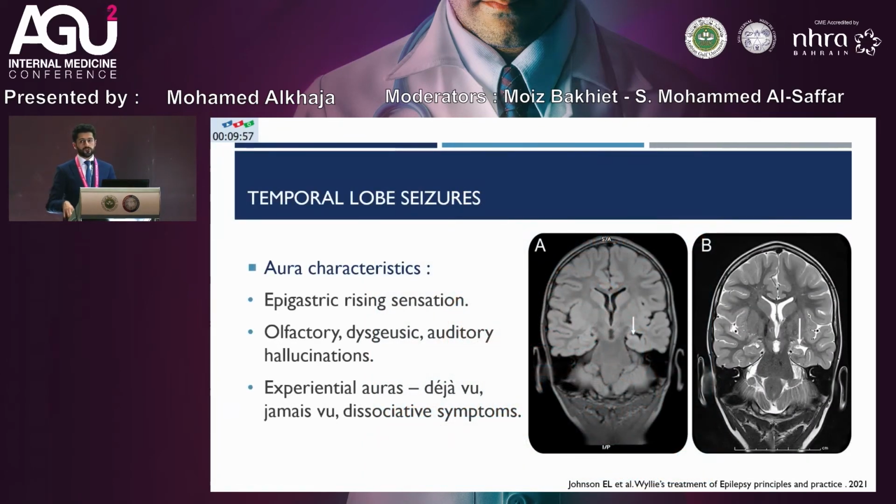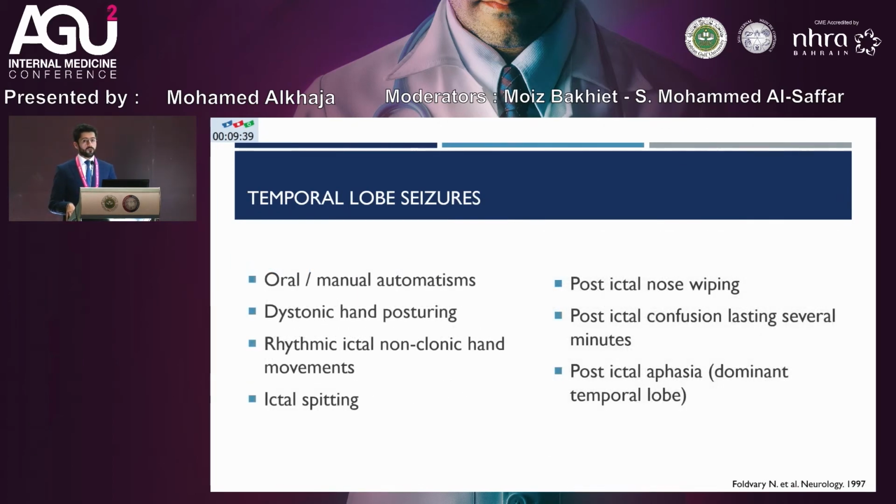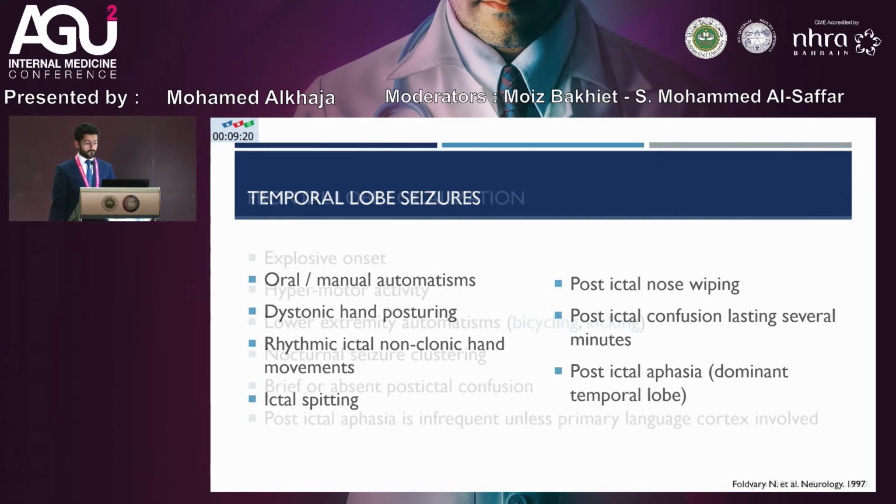Temporal lobe seizures are the commonest thing you see in clinical practice. The classical auras are the epigastric rising sensation, olfactory auras, auditory hallucinations, and experiential auras like déjà vu, jamais vu, and dissociative symptoms. Motor manifestations include oral or manual automatisms and contralateral dystonic posturing. They can have ictal spitting, post-ictal nose wiping, post-ictal confusion, and post-ictal aphasia if the dominant temporal lobe is involved.